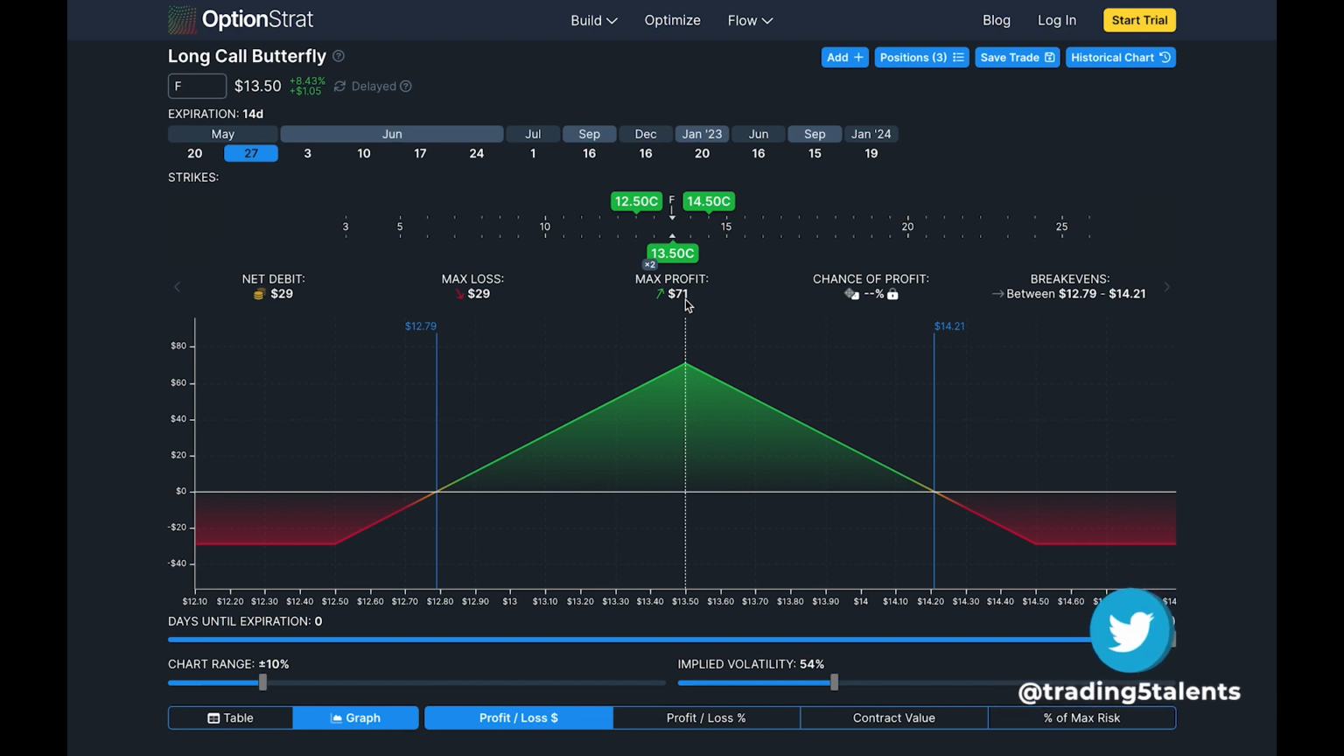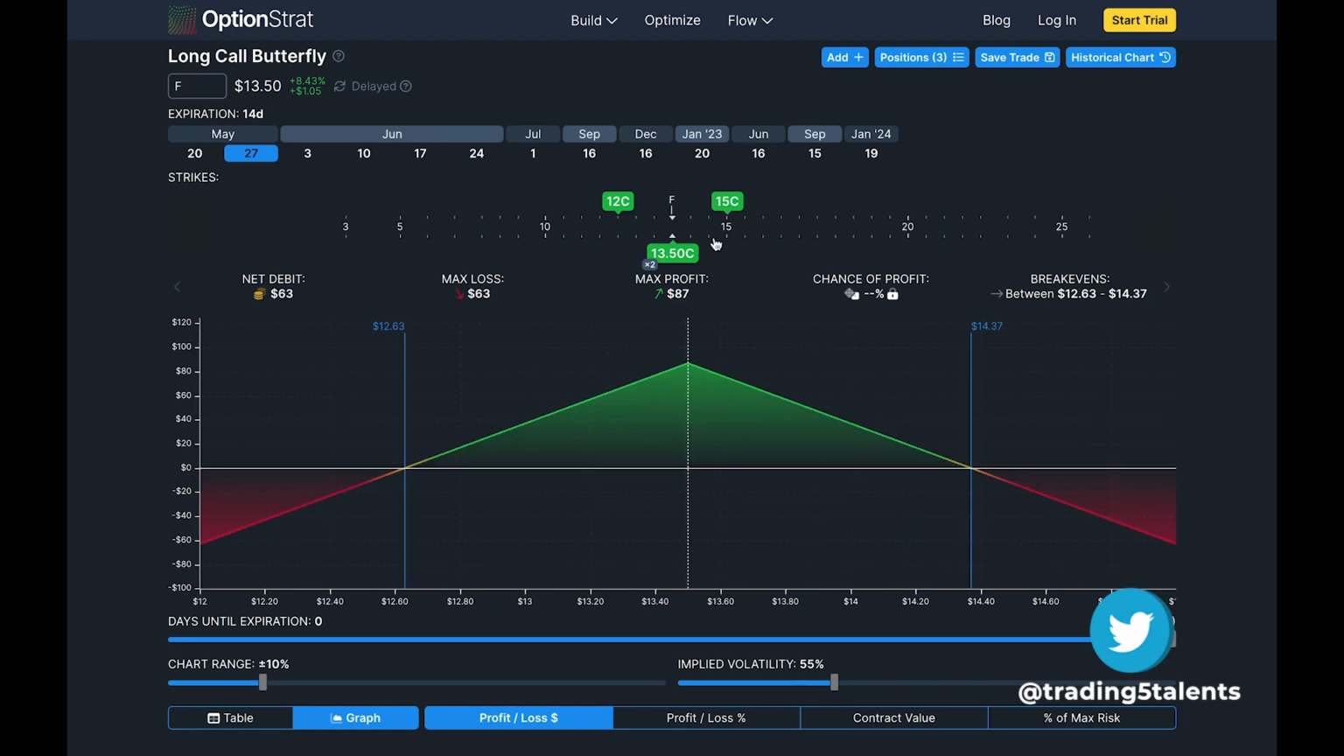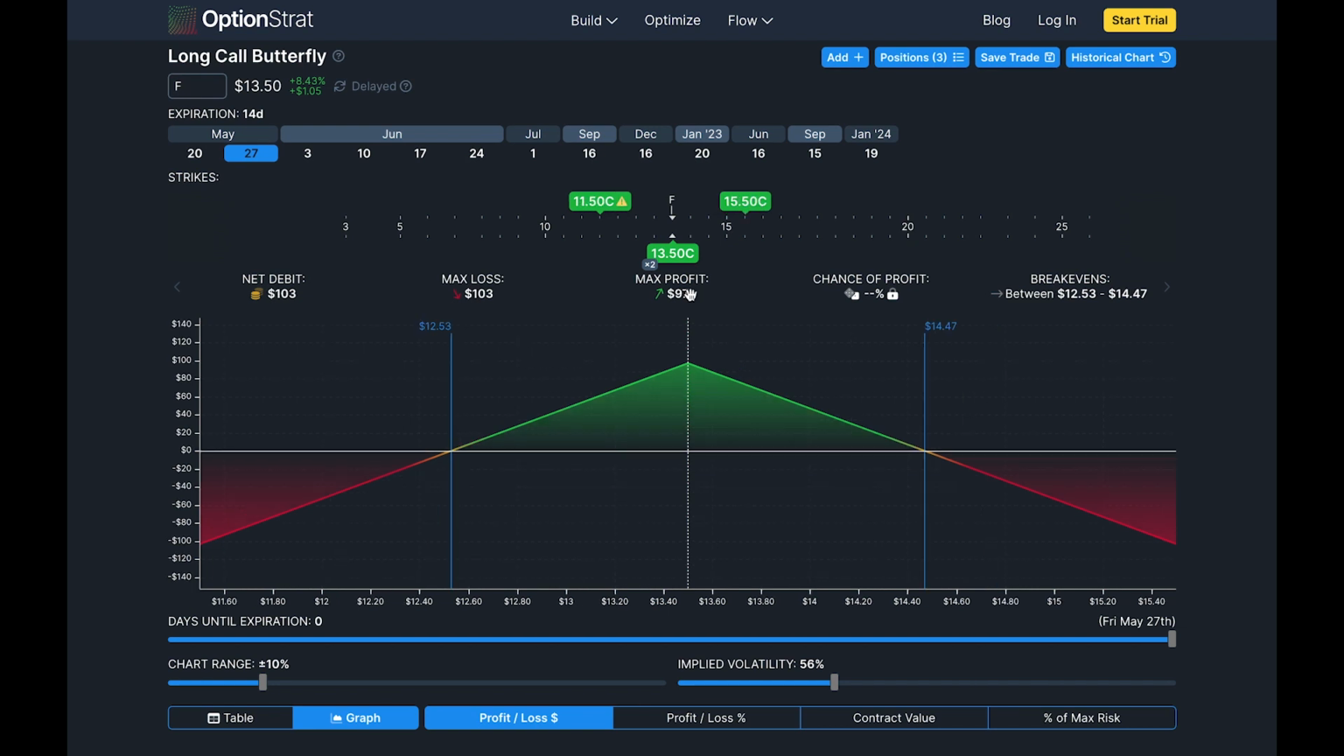Let's move it out $1.50 per side. And we've got this. Max loss is 63. Max profit is 87. So again, we're still doing pretty good. If we move it out to $2 on either side, max loss is $103. Our max profit is $97. So here we're getting closer to a 1-to-1 ratio of our risk to reward.